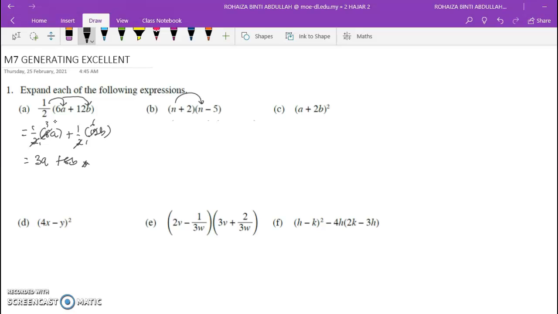So kita buat darab 2, 5. Okay, n square plus minus 5n plus 2n minus 10. So n square minus 3n minus 10.